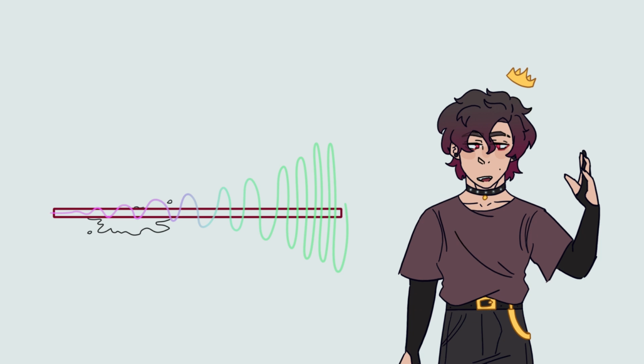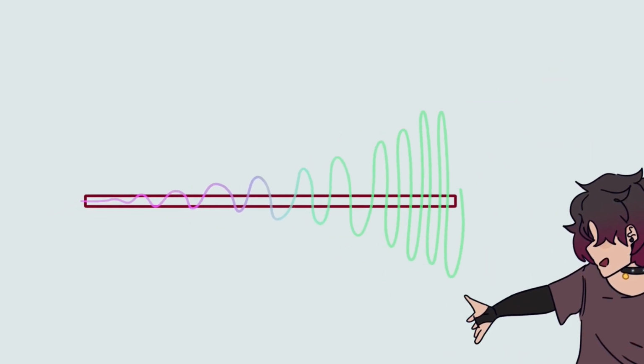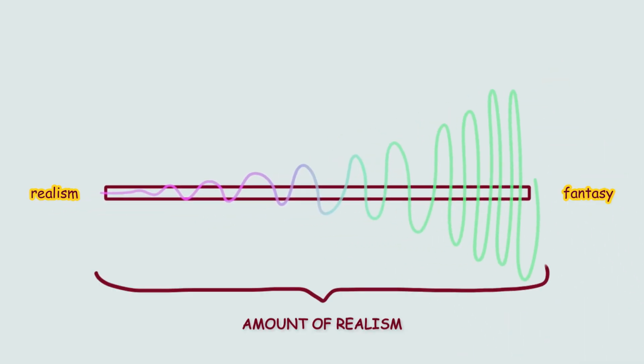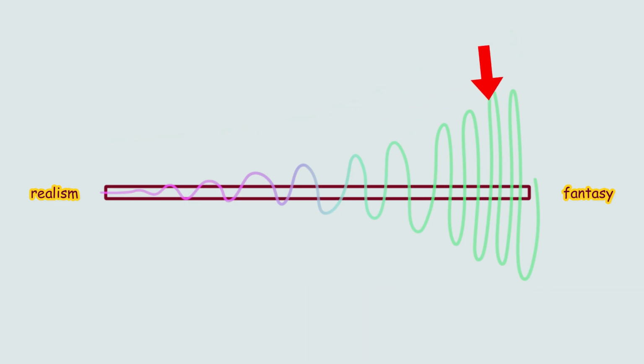Luckily for you all, I simplified the concept into a diagram. Specifically a spectrum line or whatever the fuck this is. There's two parts to this. The amount of realism in the environment and the amount of detail. As you can see, the further along you get into fantasy, the more detail one would expect to see.